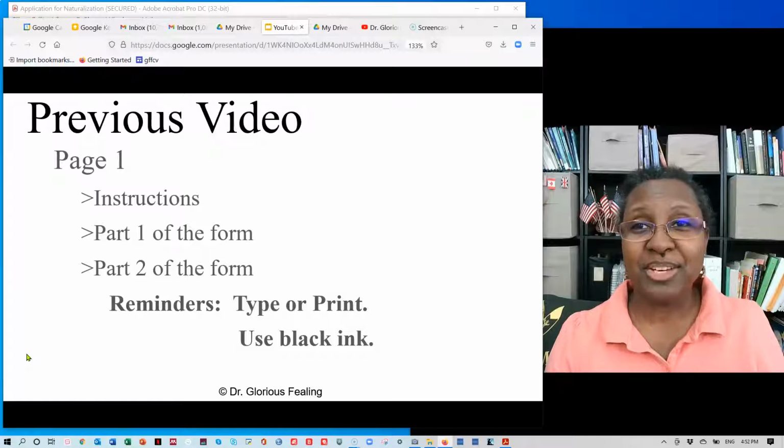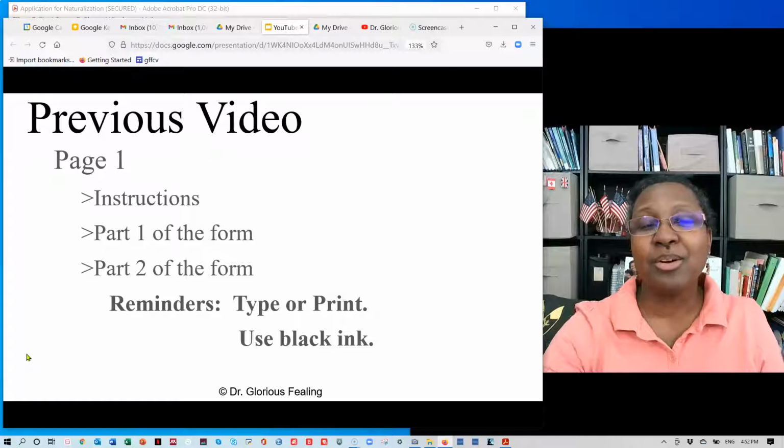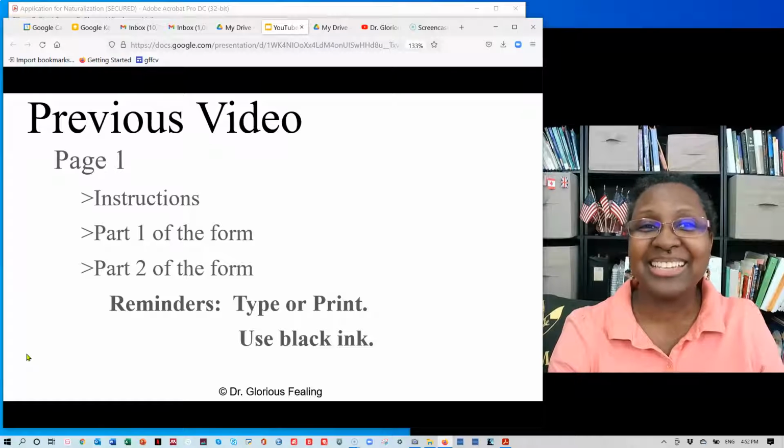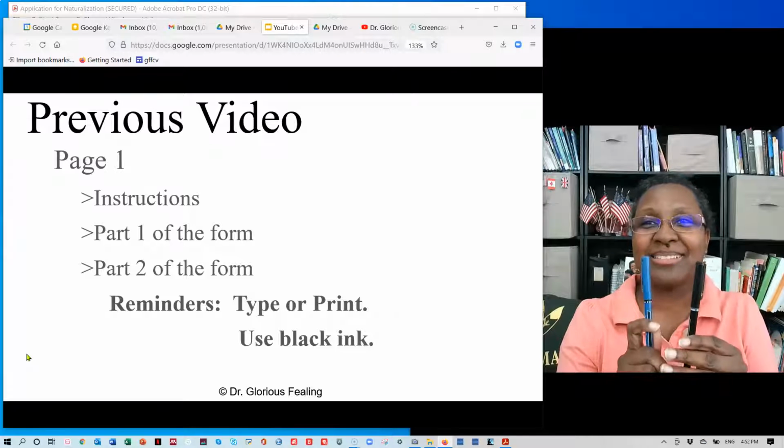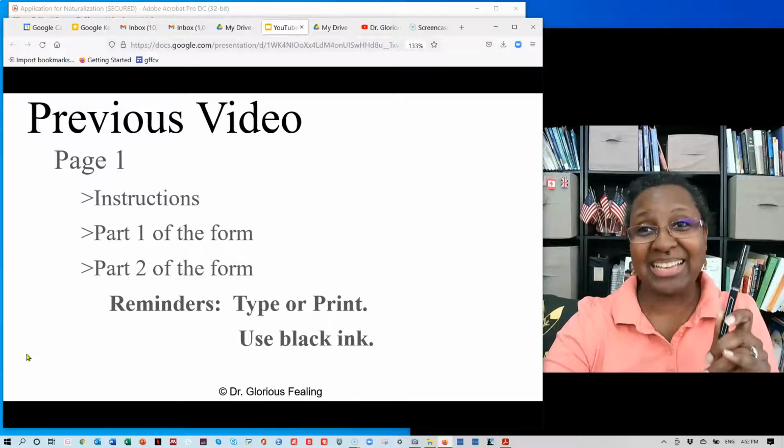In my previous video, I started with page 1. On page 1, you will find the instructions, part 1, at the beginning of part 2 of the form. Please remember to type or print the form and use black ink. You might want to use another color. Please do not do that. Only use black ink.